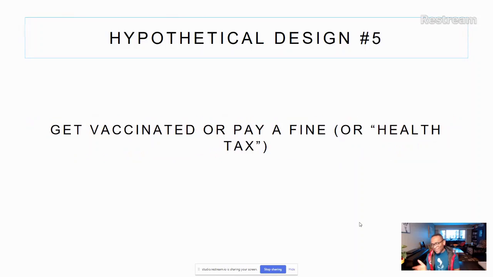And then lastly, they get vaccinated or pay a fine or a health tax, as Quebec is attempting to do. Let's dig into this, since this one is in the news right now. So let's talk a bit about this.